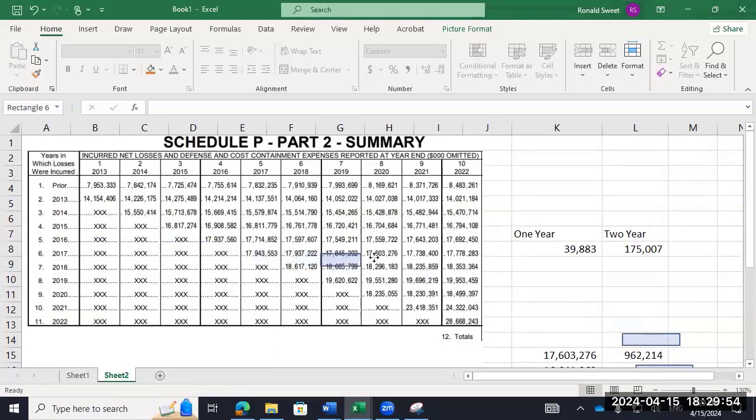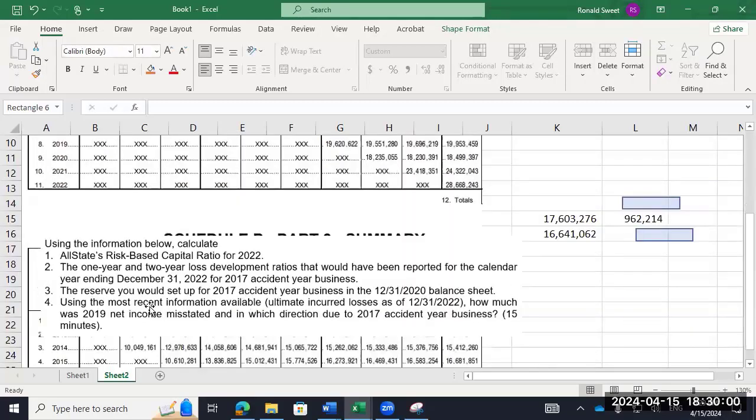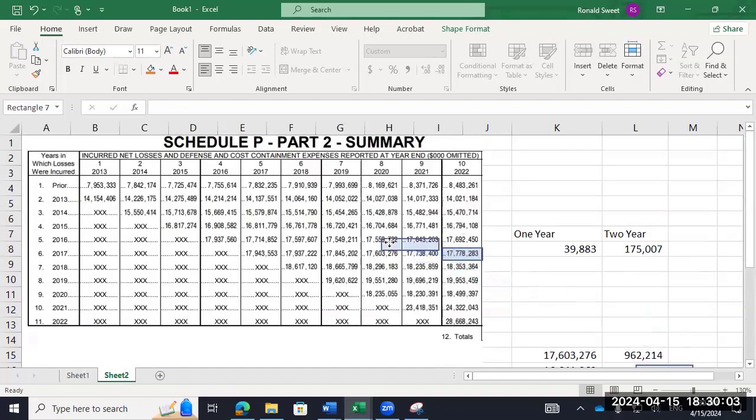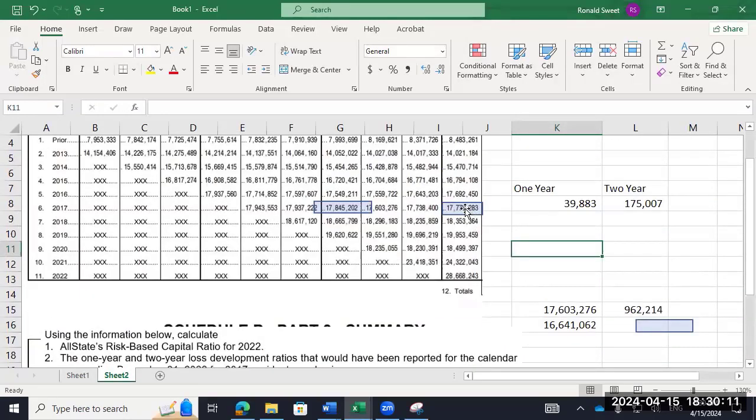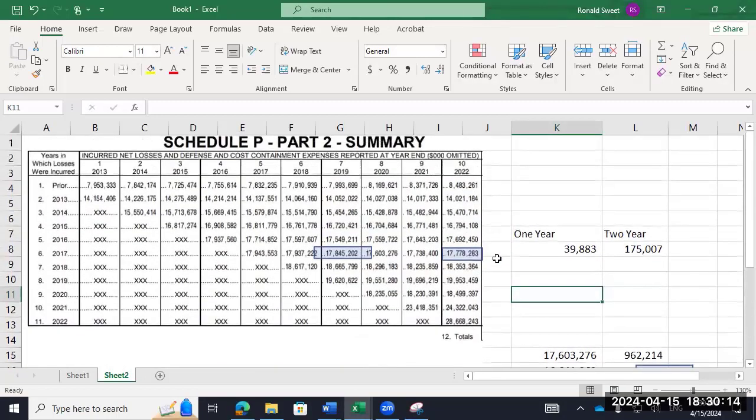So here we're going to need the best number we had. We're going to compare that to the number we had in 2019. So think of this as an expense. So we ultimately think the 2017 business is going to cost them 17,778,000,000. But when they set up their reserves in 2019, they did 17,845,000,000. So they over expensed. So was their net income too high or too low? It was too low.